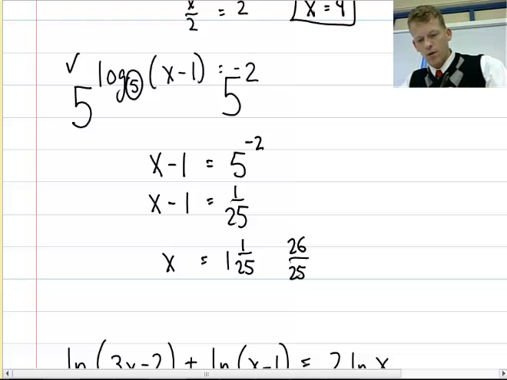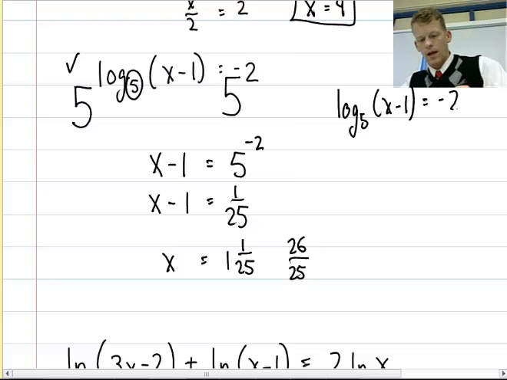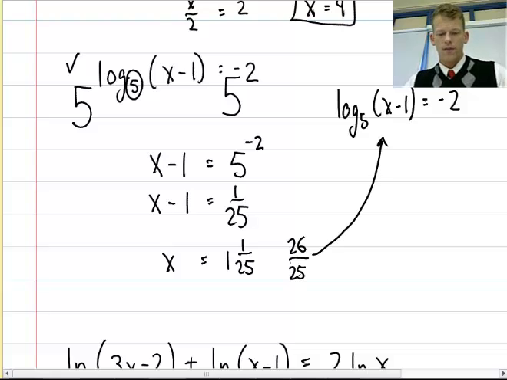You should always take your value that you find and make sure that you don't have an extraneous solution, and that is actually going to work for you. So in this case, if I plug in 26 over 25, I'm going to get the log base 5 of 26 over 25 minus 1, and that will work out to give me negative 2 for sure.